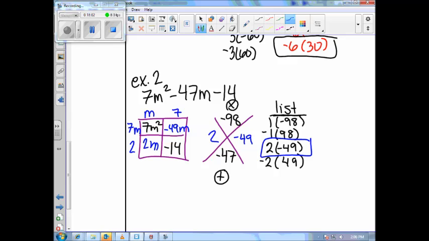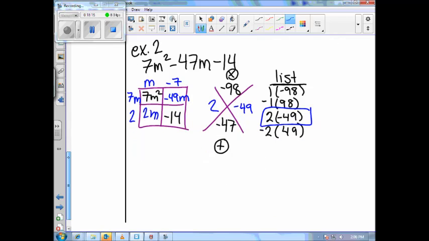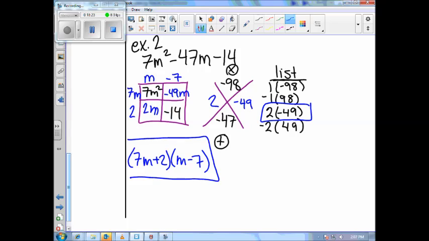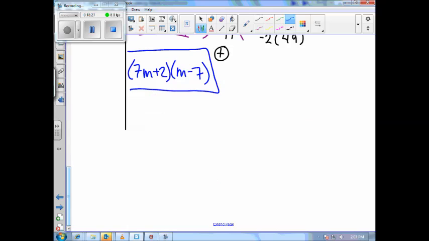Now let's check the signs. 7m times 7, is that negative 49m? No. So there's our negative sign. And 2 times negative 7 gives us negative 14. So we have our answer. 7m plus 2 and m minus 7. Those are our 2 factors. Okay, so same process as last time, so I hope this is helping to solidify it.